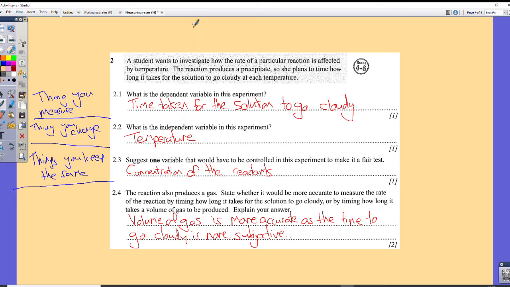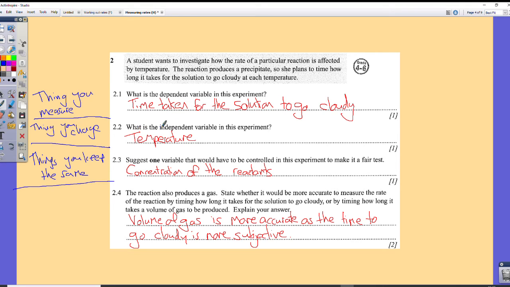So if we look at this reaction now, we are going to produce a precipitate in a conical flask and it will go cloudy, and we're going to measure the time it takes. So this is about the experiment, but also there's some key terms about experiments you need to know. The first part is, what is the dependent variable for this experiment? The dependent variable is the thing that you measure. So in this case it's the time it takes for the solution to go cloudy.